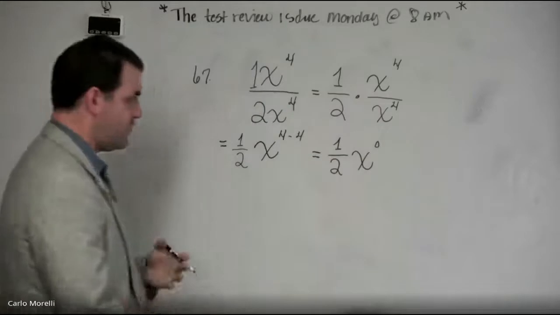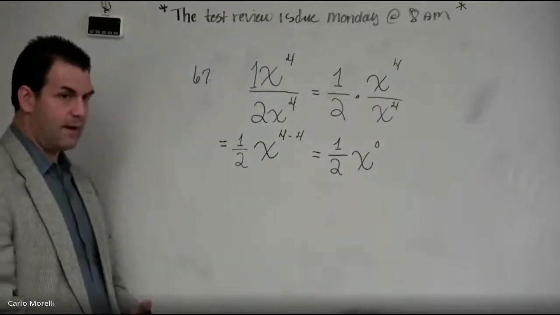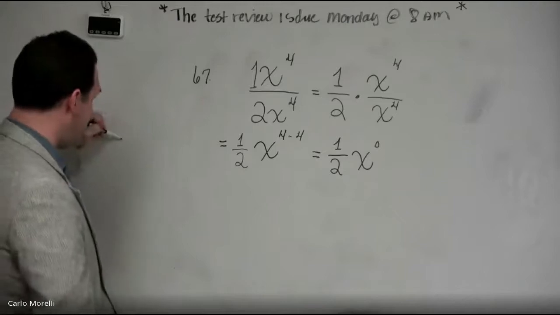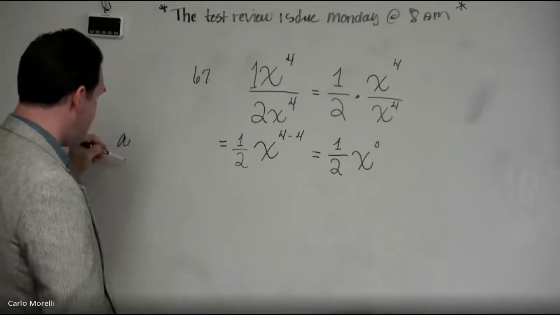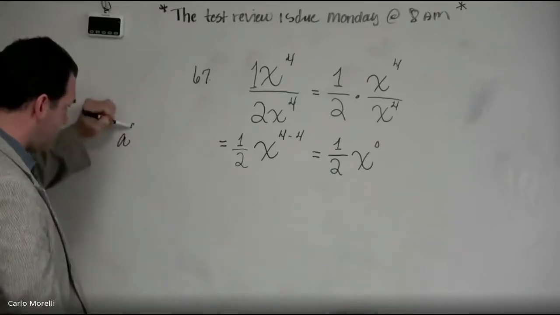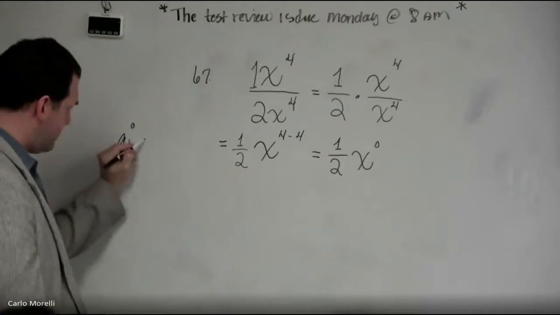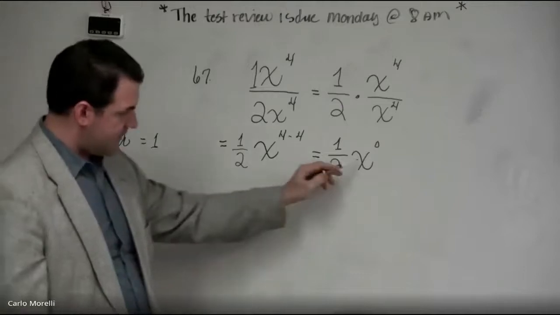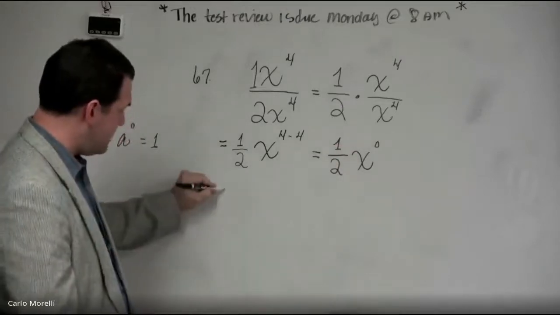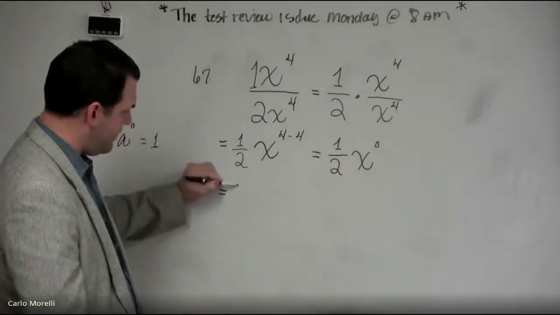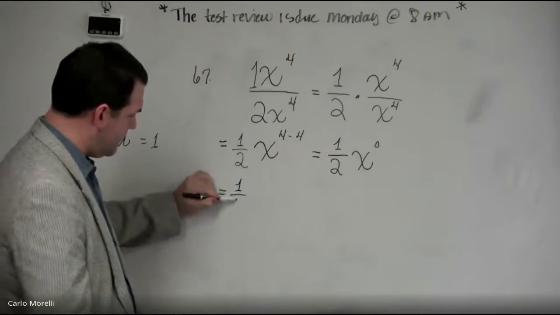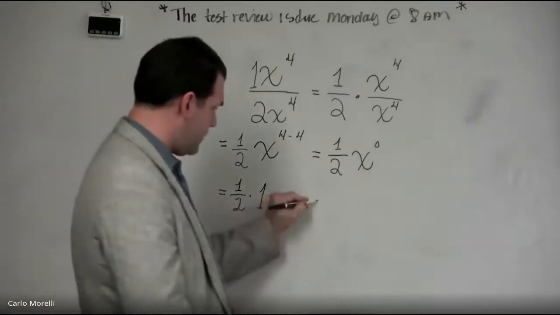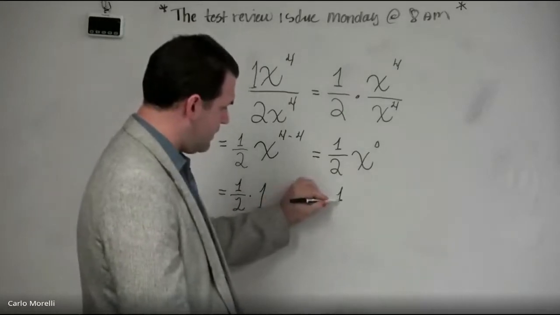This gives us a chance to remember the 0 exponent rule, which is basically any number or any letter, anything, raised to the power of 0 is equal to 1. So x to the power of 0 equals 1. So the math would be 1/2 times 1, which is just equal to 1/2.